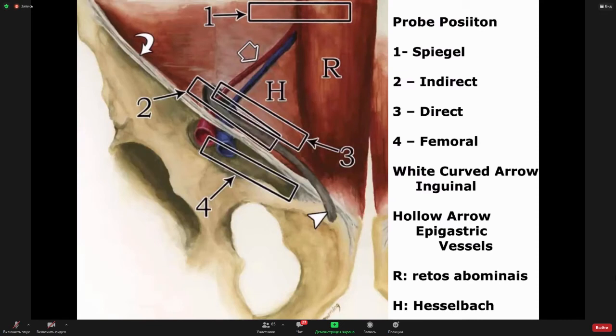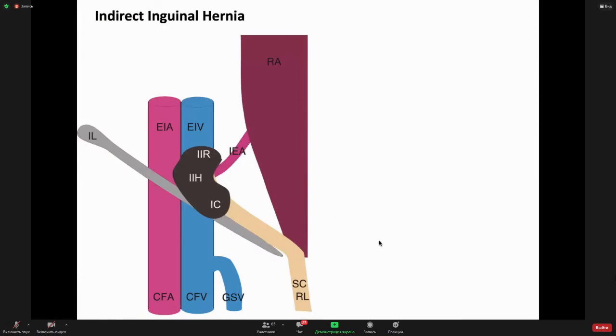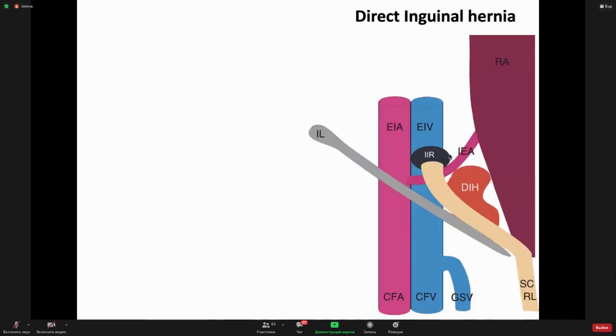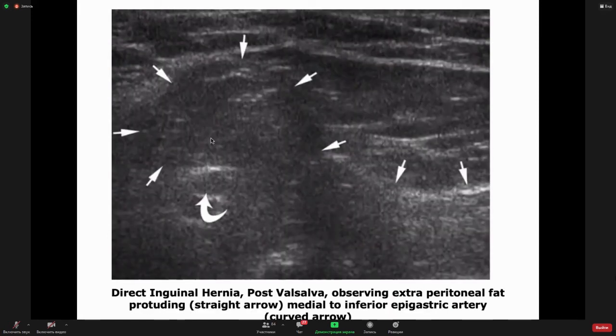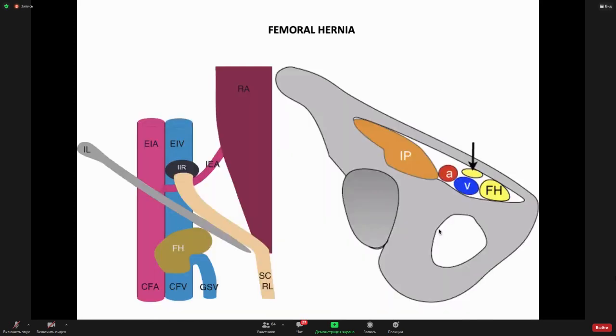When we deal with direct hernias, we're going to see that, again, this is an indirect, which is lateral to the inferior epigastric artery. This is a direct, which is medial to the inferior epigastric artery. And here you can see the protrusion of the fat, which is going through the Hesselbach triangle.